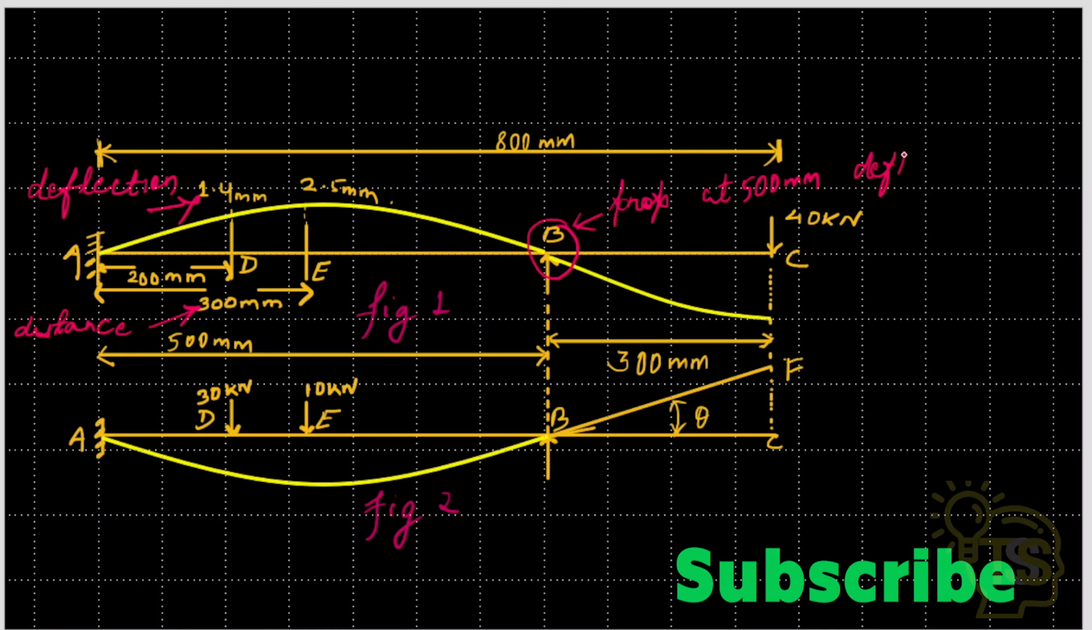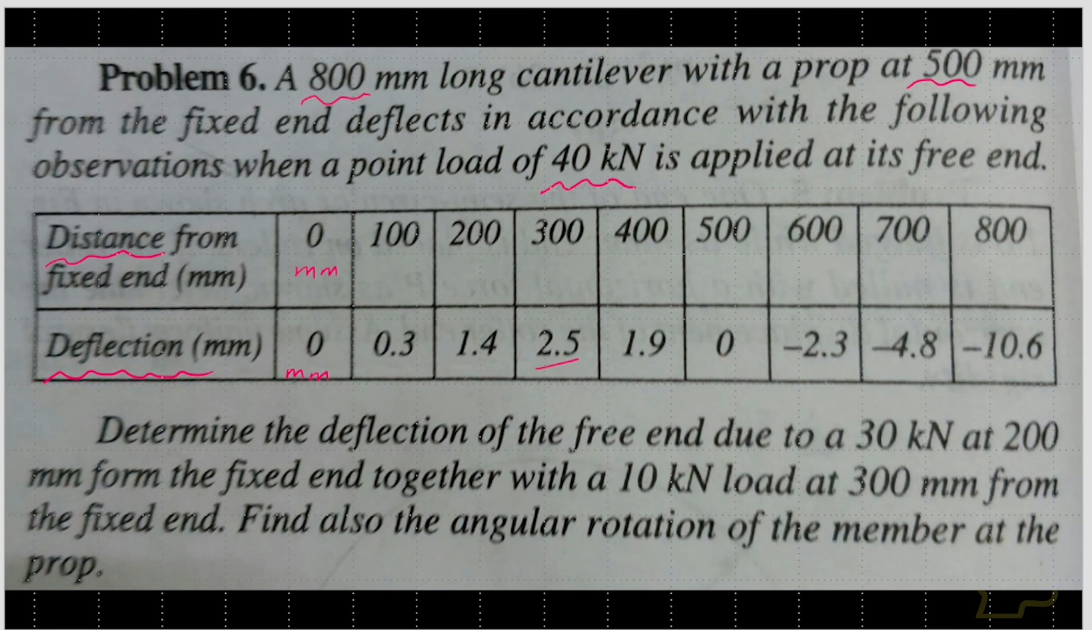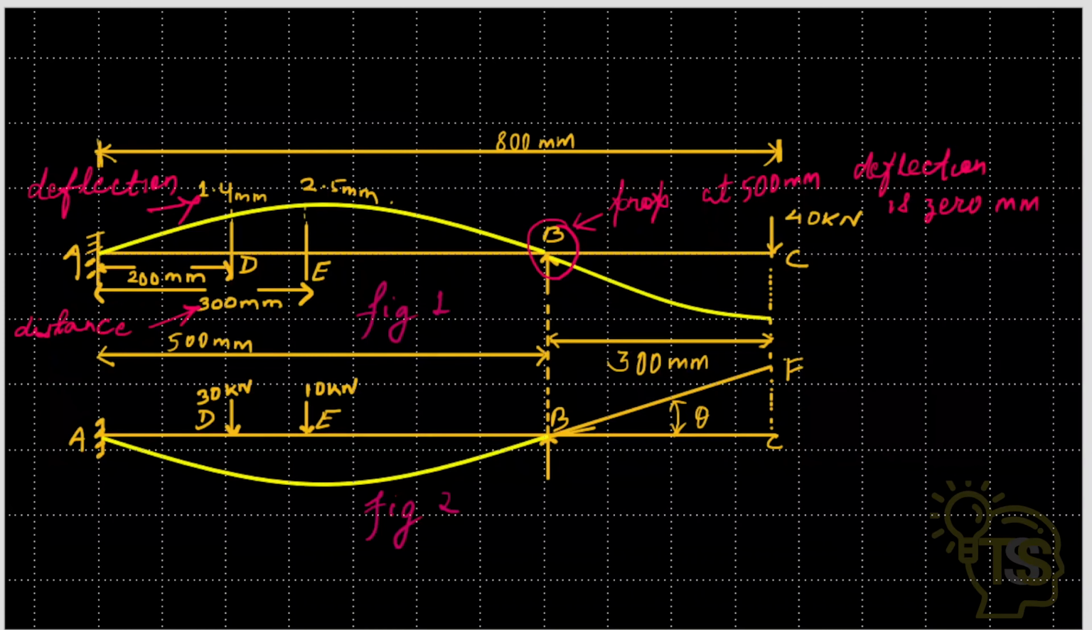Also, for 500 mm distance from the fixed end, the deflection is 0. For 600 mm distance from the fixed end, the deflection is minus 2.3 mm. For 700 mm from the fixed end, the deflection is minus 4.8 mm. And for 800 mm from the fixed end, the deflection is minus 10.6 mm.